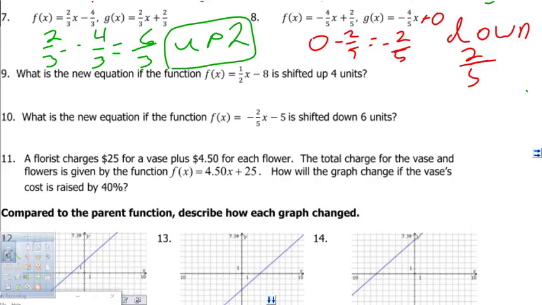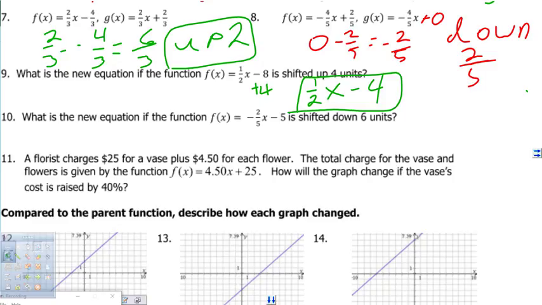What is the new equation if the function 1/2 x minus 8 is shifted up 4 units? So what we're going to do is add 4 to the -8, and it's going to be 1/2 x minus 4. Alright?